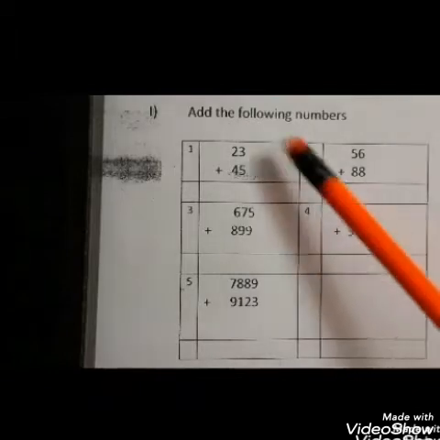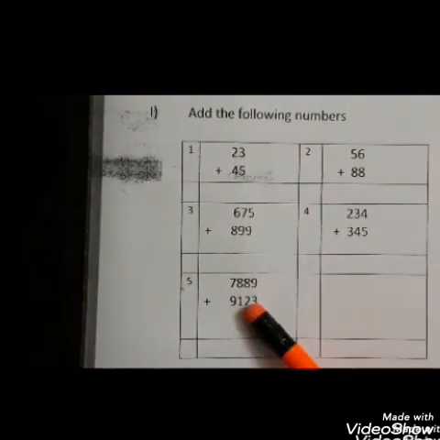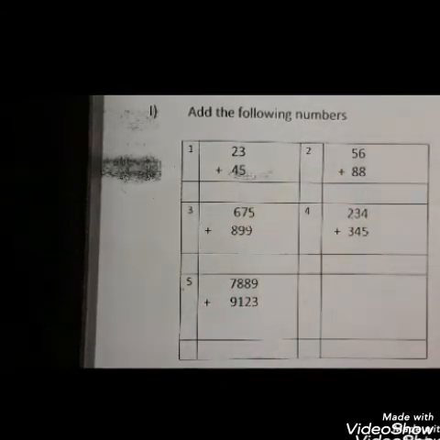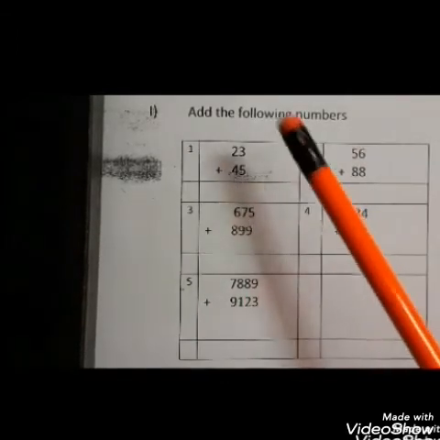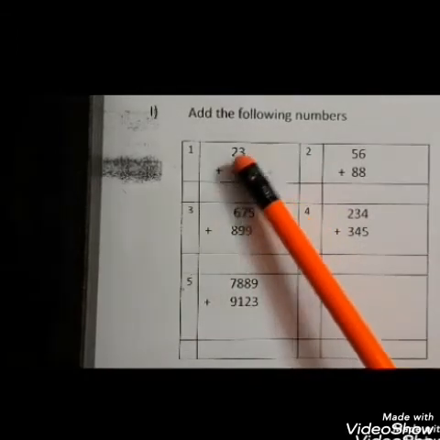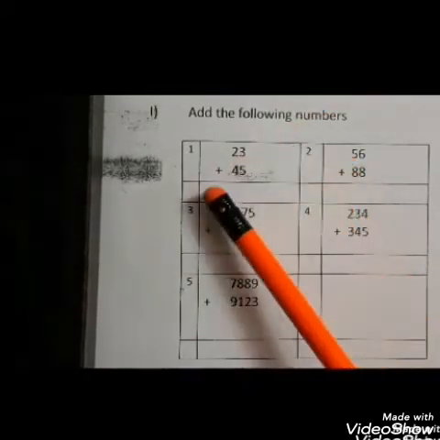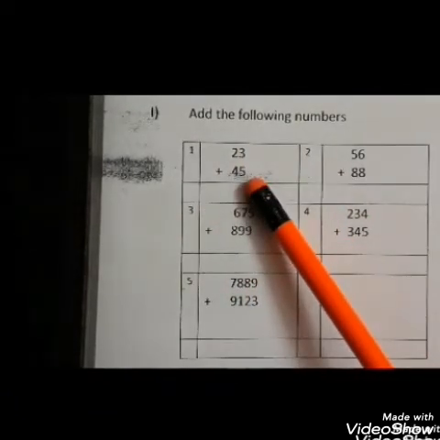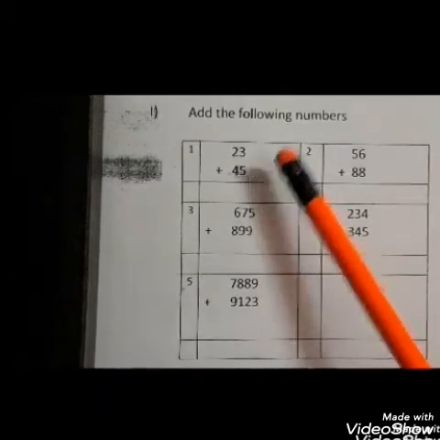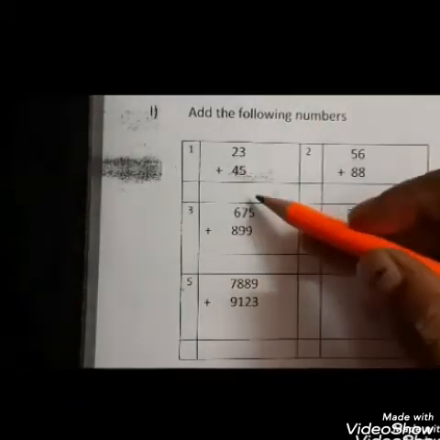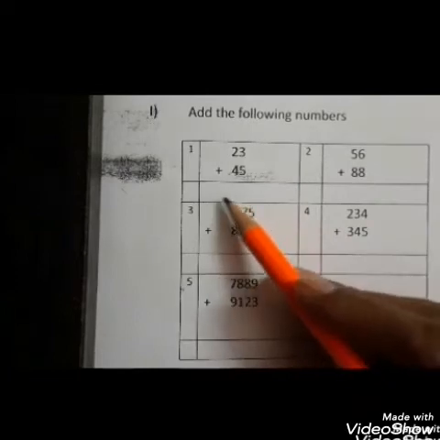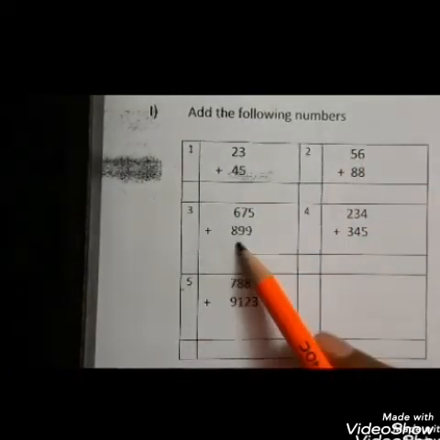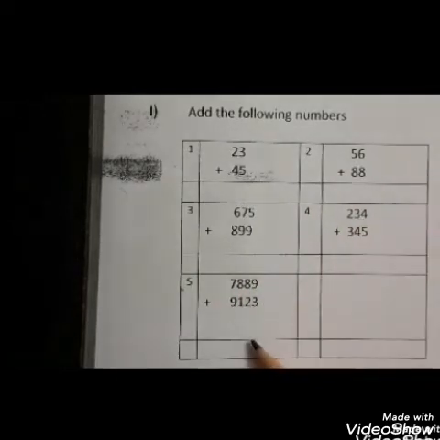In the first part I have given 5 sums of addition. Okay children, I have shown you in the video. You can refer to the video again and do according to that. How do we do it? You have to type this number first, that is 23. Then press the plus sign, then the second number, that is 45, and press the equal to sign. You will get the answer and you have to write that answer here. Same way, the second, third, fourth and fifth sums you have to do.